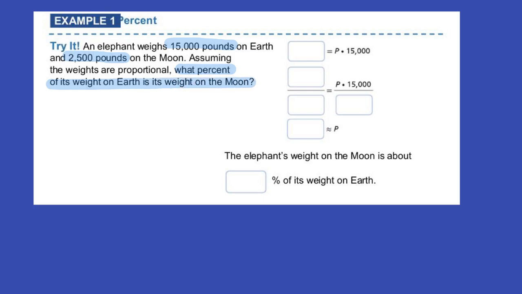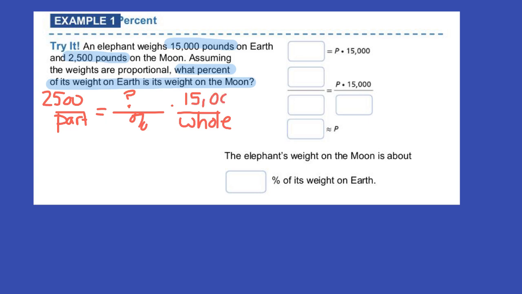All right, so we are focusing today on the percent equation. So if you remember, we had the part, whoops, let me get a marker instead of a highlighter. We had the part equaled the percent times the whole amount. Now you're going to notice I'm not using their boxes because their boxes and I don't get along very well. So the part it weighs on the moon is 2,500 pounds. I don't know what the percent is, but here on Earth, the full weight is 15,000.